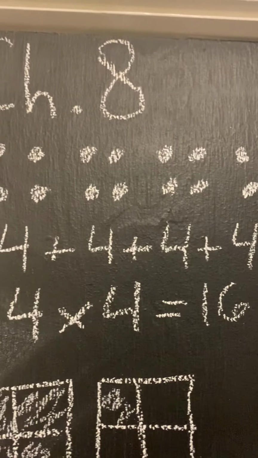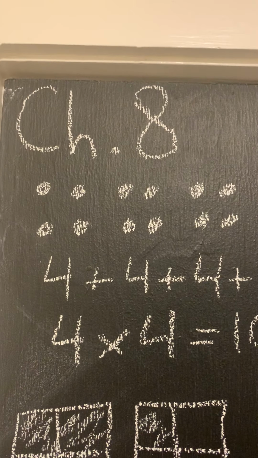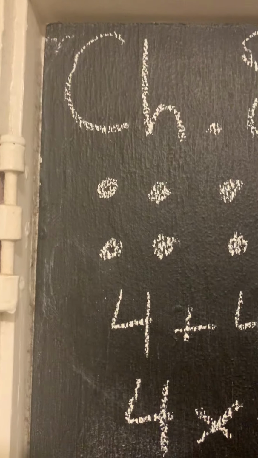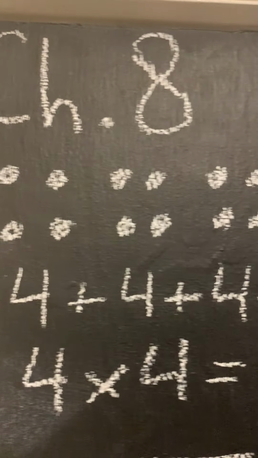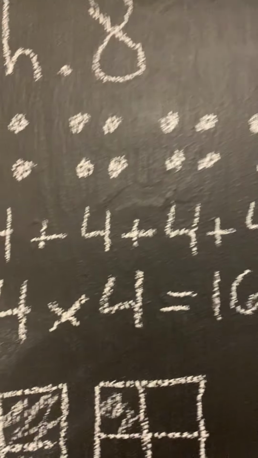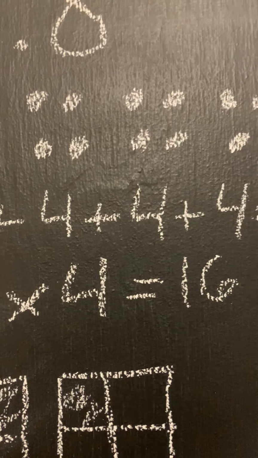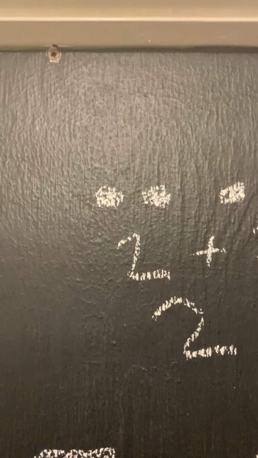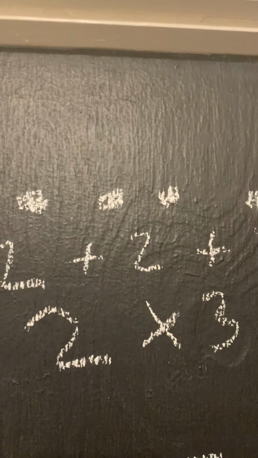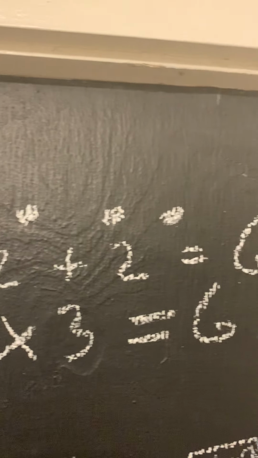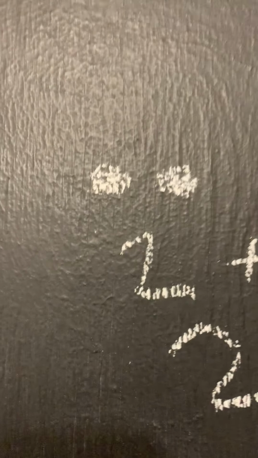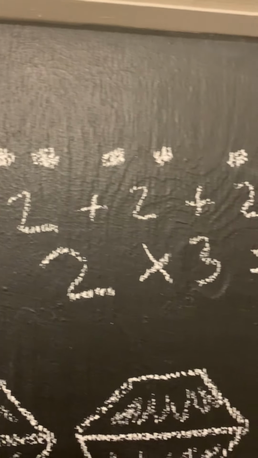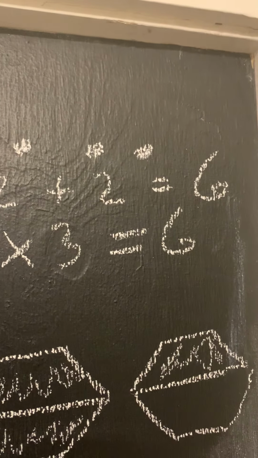Or we can look at it like a multiplication problem instead of an addition problem. Groups of 4, 4 times is 16. 4 times 4 is 16. Let's look at another problem, same concept. Here we've got little groups of 2, 2 plus 2 plus 2 equals 6, right? Or we can look at it as a group of 2, 3 times, 2 times 3 equals 6, okay?